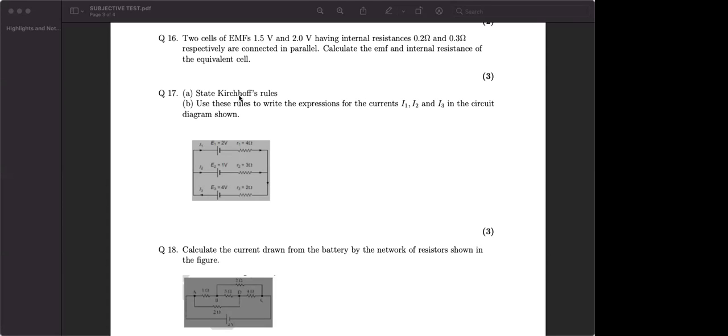Sir, how much time is remaining? Yes, Nabil, which question? No, sir, like how much time is remaining? 20 minutes. Okay, sir.